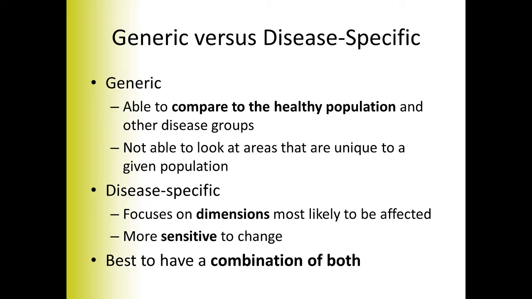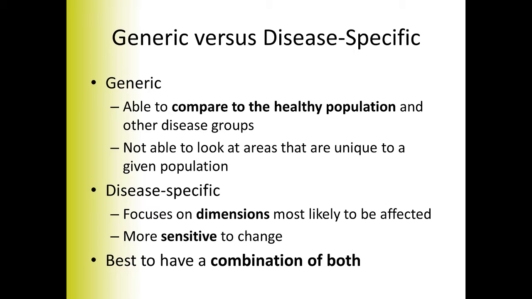One of the things I want to cover is there's two kinds of patient-reported outcomes. There's generic tools, where the main advantage is that they can compare between the patient group and a healthy population, but they can also compare between disease groups, which is potentially relevant when we're talking about 4 different diseases. The only problem is that they're not really focused on the things that are unique and specific to a given population.